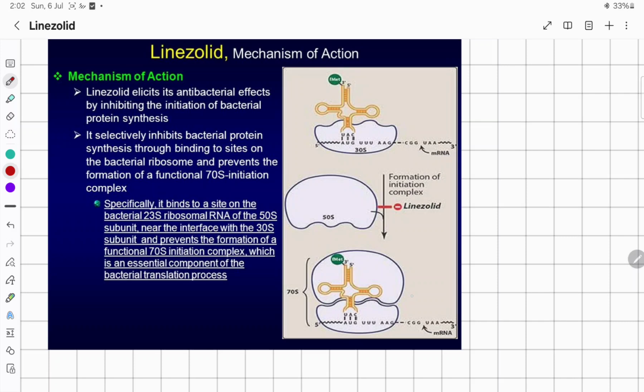This is the 70S initiation complex, where this is the 30S subunit, this is the 50S subunit, and this portion is the 23S ribosomal RNA portion. And as we said, to this site linezolid binds, and the union of the 30S and 50S to form the 70S complex is inhibited.